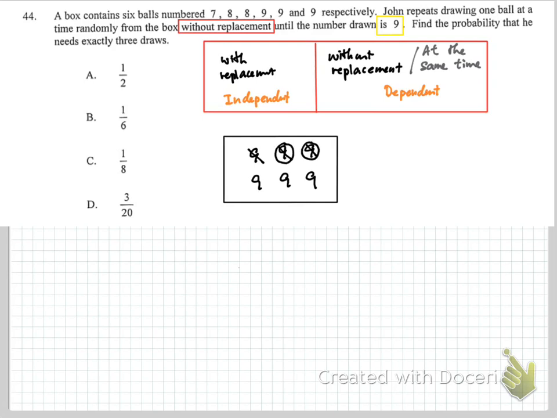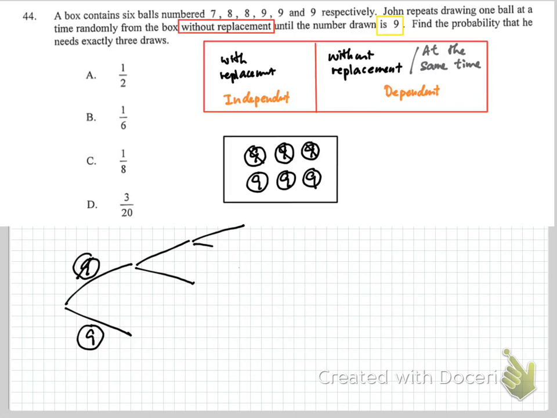So we have 6 balls. 3 of them are not 9, never mind if they are 7 or 8, and 3 of them are 9. We can think about it like this. Sometimes we can group some of the so-called different items together and just consider them as the same thing. So now if you need exactly 3 draws, we can draw a tree diagram. It can be a 9, it can be not a 9. This is the first draw. And then you have the second draw, and then you have the third draw.